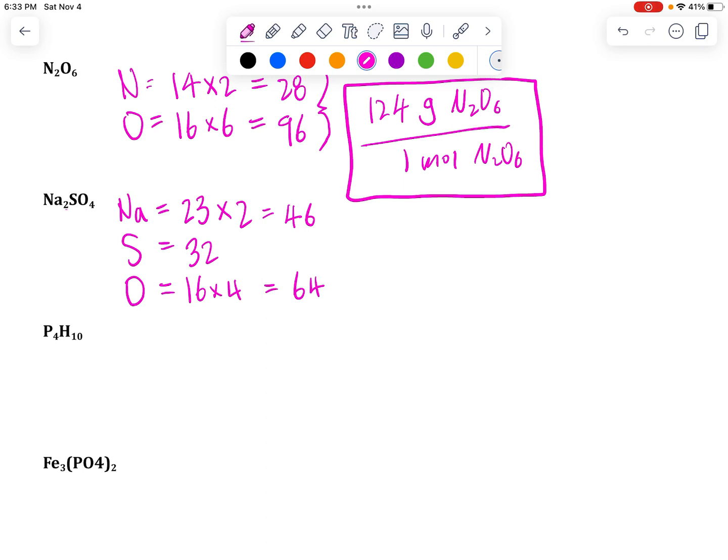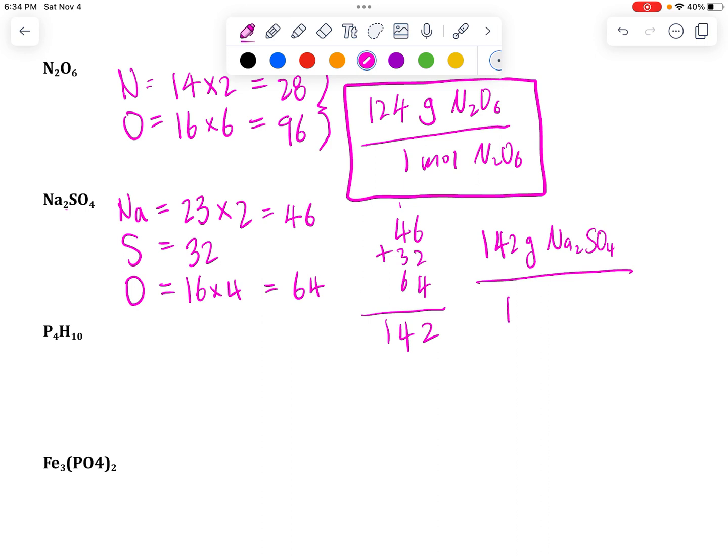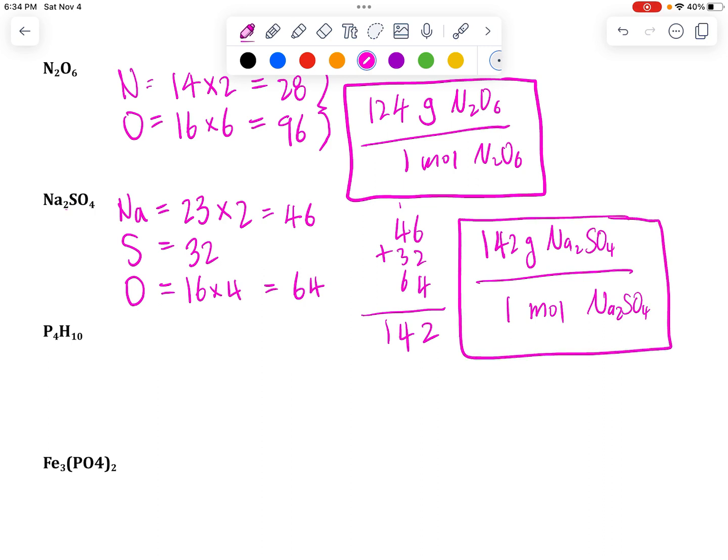Great. What do I need to do with all these numbers? I need to combine them to find the molar mass of this combined ionic compound here, which is sodium sulfate. So let's go ahead and line those up. 46 plus 32 plus 64. So that's 142. Let's give it a unit again. 142 grams of sodium sulfate is equal to 1 mole of sodium sulfate. There you go. And that is the molar mass of that compound.